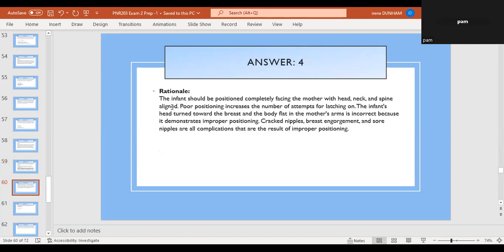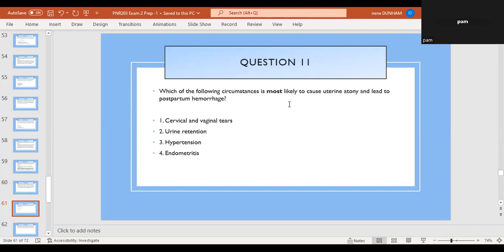Yeah, I'm right. So the infant should be positioned completely facing the mother with the head, neck, and spine all in alignment. Poor positioning increases the number of attempts for latching on. The infant's head turned toward the breast and the body flat is incorrect. Okay. And remember, cracked nipples, breast engorgement, and sore nipples are all complications that result from what? Improper positioning. So you can see when I'm answering these questions, I'm going back and asking myself, what's the question asking me?